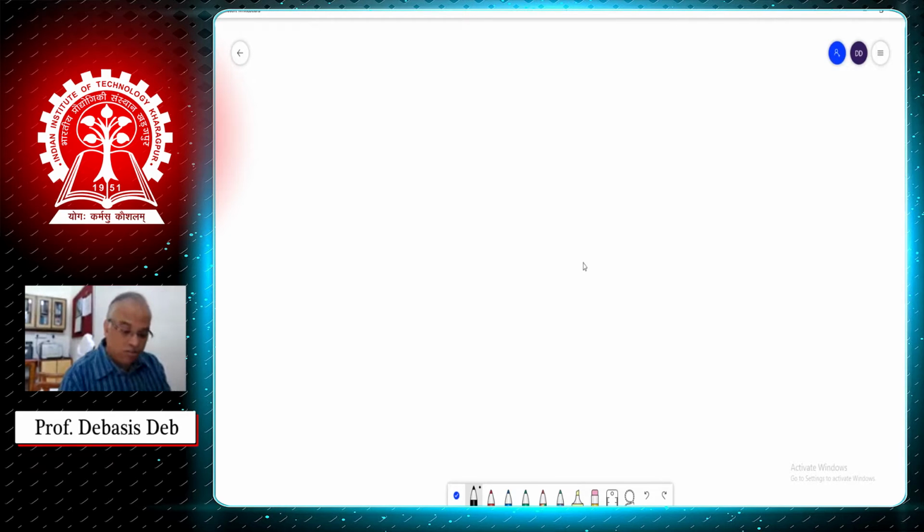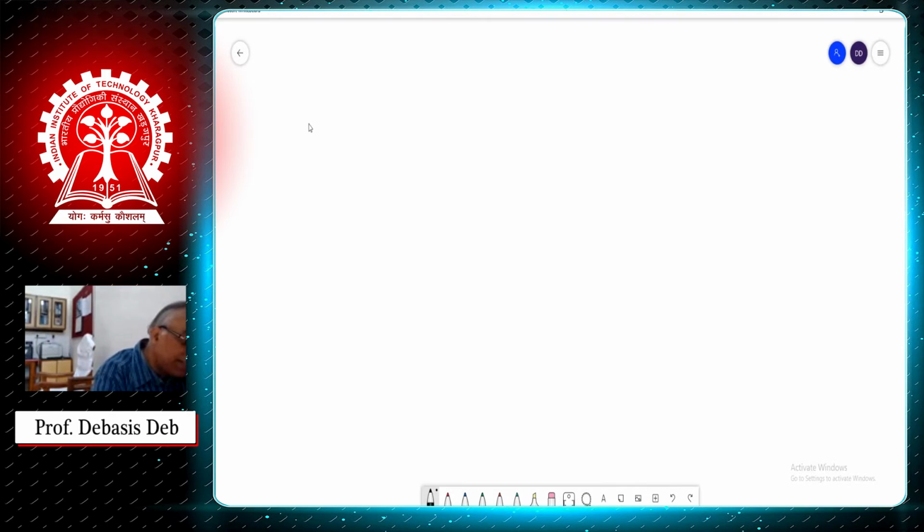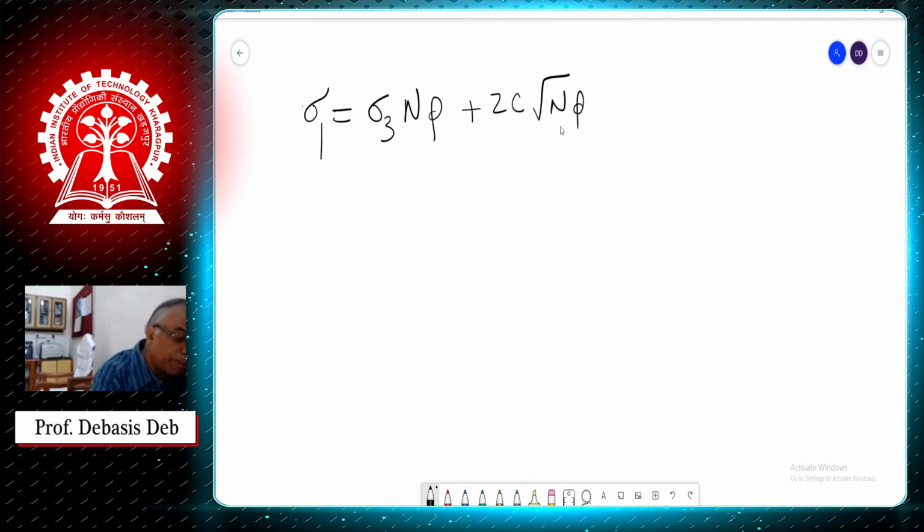So now, until last class, we have discussed a failure criterion which is linear, and we have said that sigma 1 is equal to sigma 3 N phi plus 2c square root of N phi. And we have shown that sigma 1 and sigma 3 are linear.